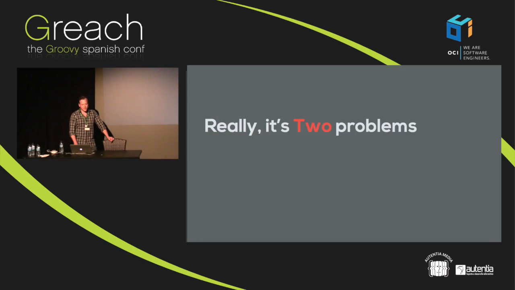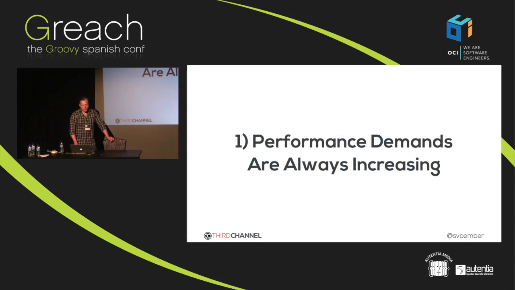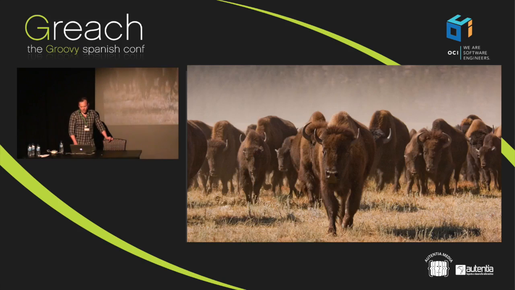But really, I think it's two problems. The first is that performance demands are always increasing. I mean, hopefully, right? The goal of building a website is to get more and more users using it. But with all those wonderful users coming into your system, they're going to tax your application. They're going to take up resources and generally make a big mess of things. Also known as the stampeding herd problem, right?